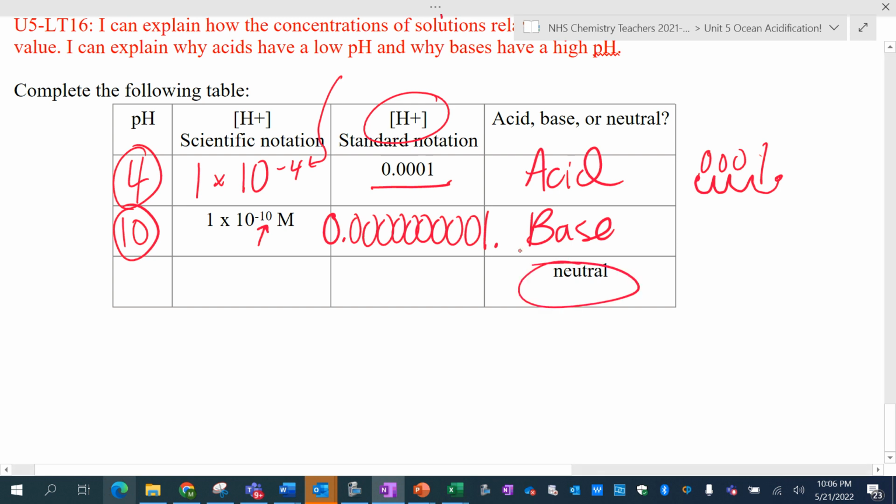If something's neutral, it's got a pH of 7. This would be 1 times 10 to the minus 7th, and this would be 0.00000001. And that is it.